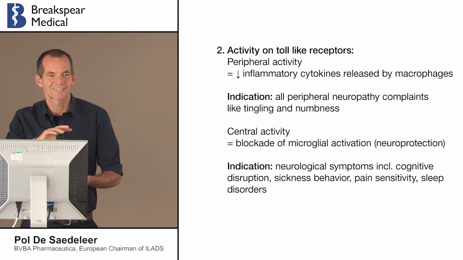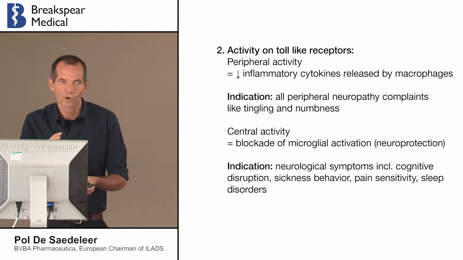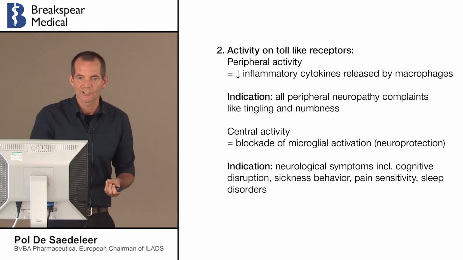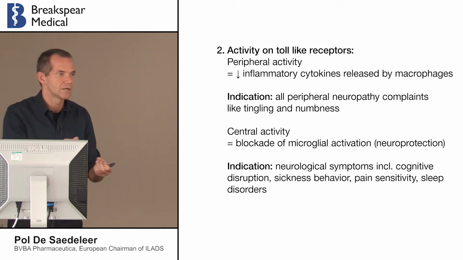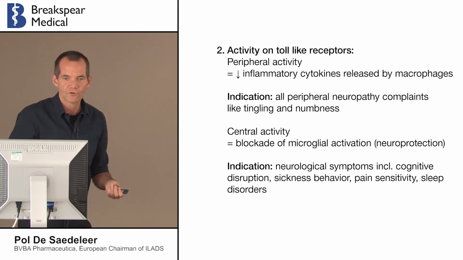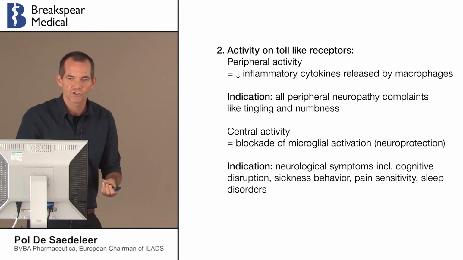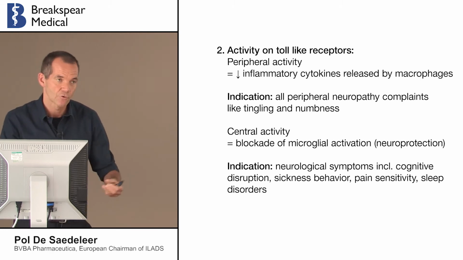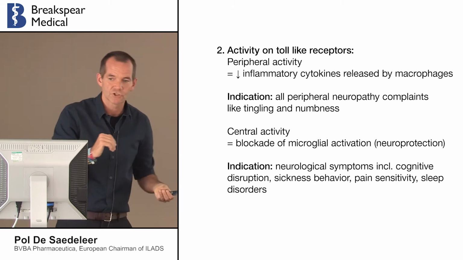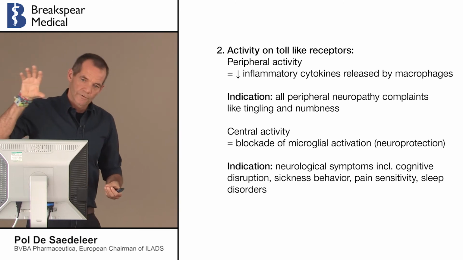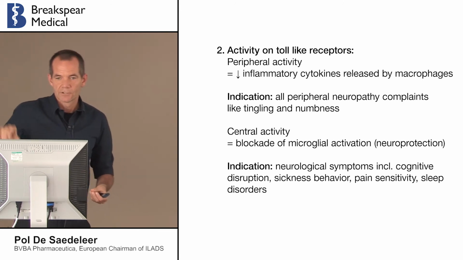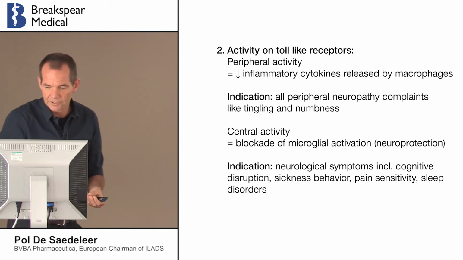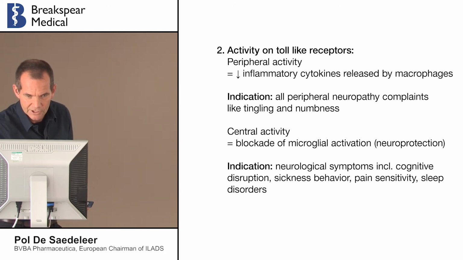But there is also a central activity, blocking the microglial activation, and as a result, we see neurologic symptoms improve, like cognitive dysfunction, pain sensitivity, and sleep disorders. So rebalancing Th1, Th2, but also really focusing on some symptoms like peripheral neuropathy and neurological symptoms.